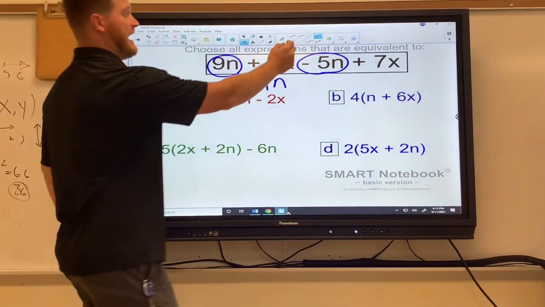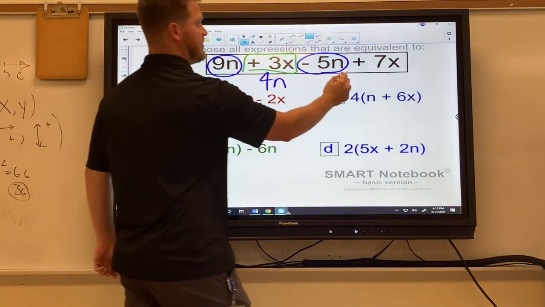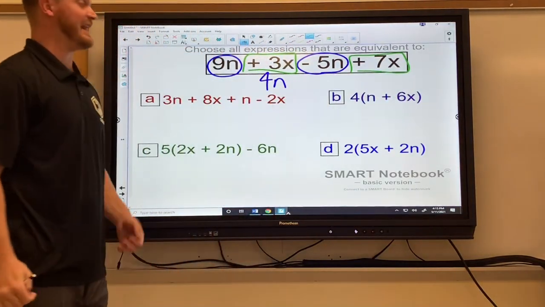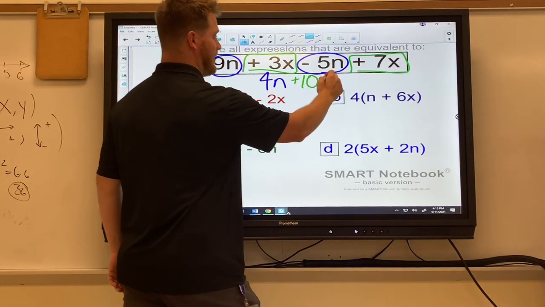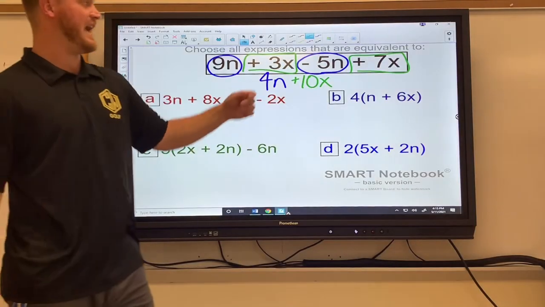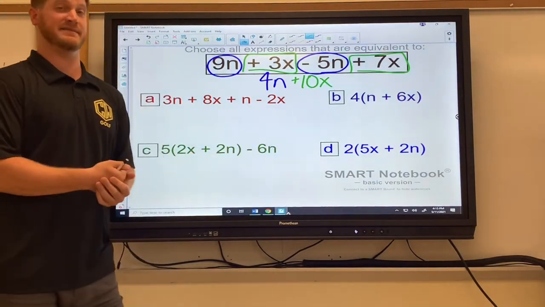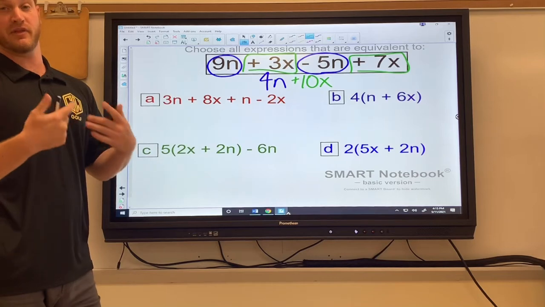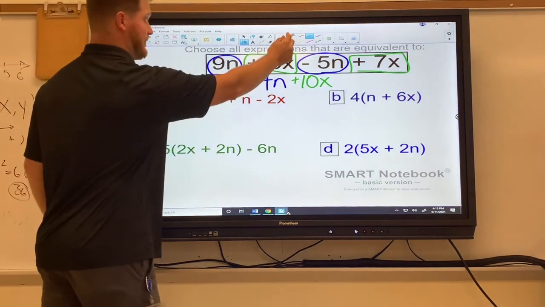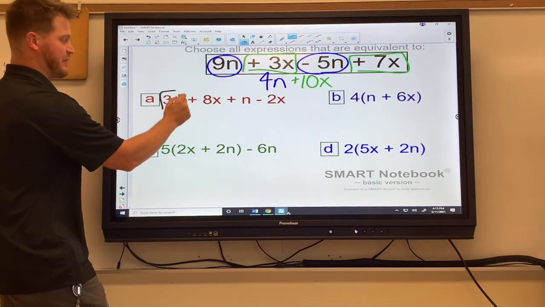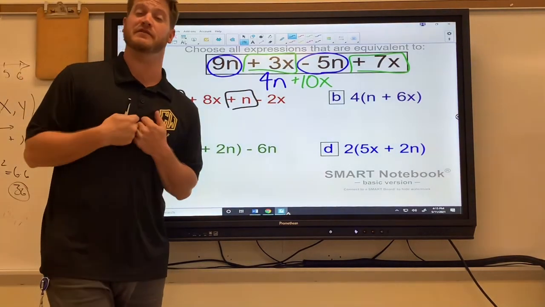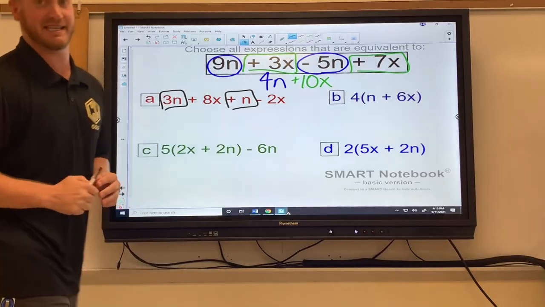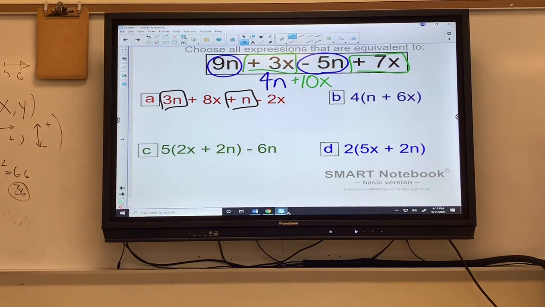And we also have positive 3x, positive 7x. Both positive, both adding. 3x plus 7x is 10x. So these have to have a positive 4n and a positive 10x in their answer for them to be equivalent. So let's work through them. Answer choice A, we have a 3n plus n. And actually, I forgot to say this. Go ahead and pause the video, see if you can beat me to it. Hopefully our answers match in the end. So go ahead and pause it right now. See if we get the same answers.